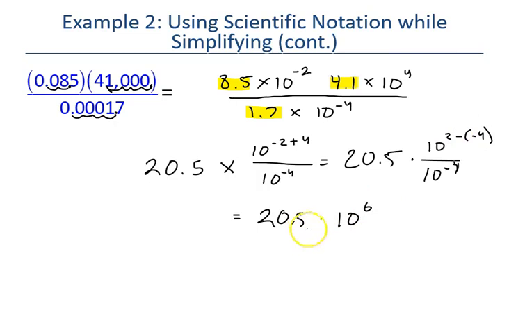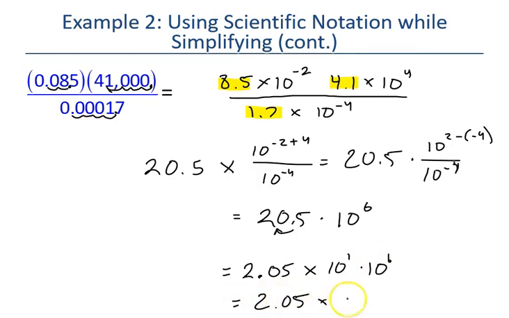But notice what's happening here. All of a sudden I've got this 20.5. Now I can take this decimal and move it over by 1, and that's going to give me 2.05 times 10 to the 1, because that's what that new absolute value would be, times 10 to the 6. Notice I can just add those two together, and my final answer is going to be 2.05 times 10 to the 7th.